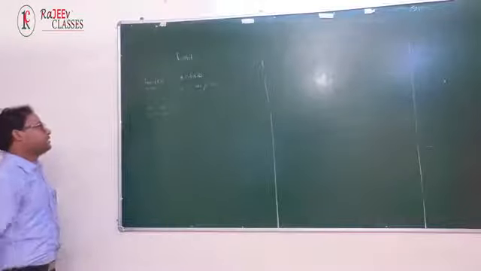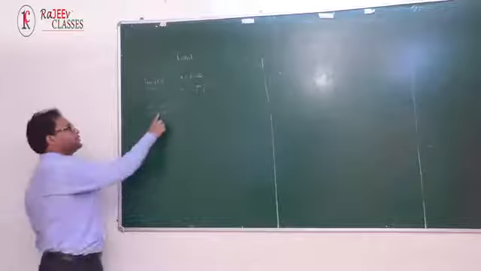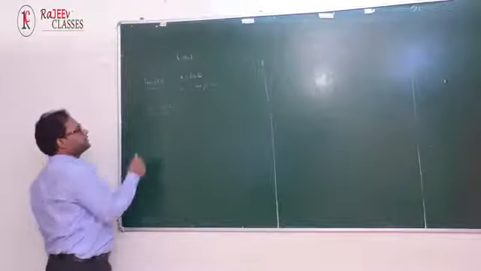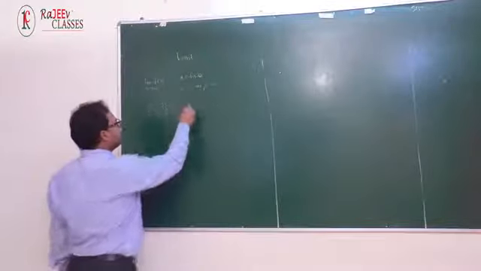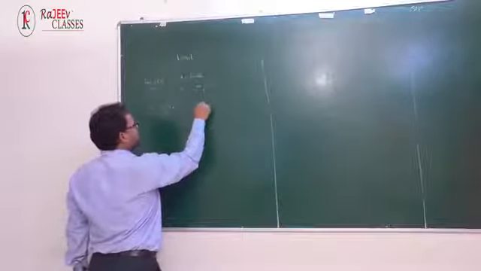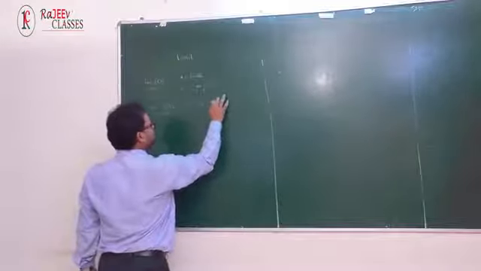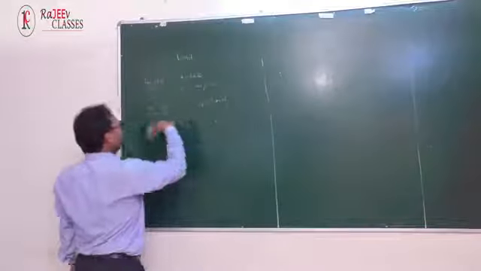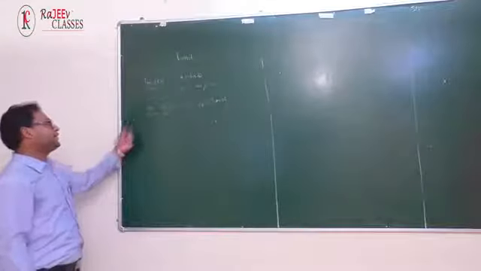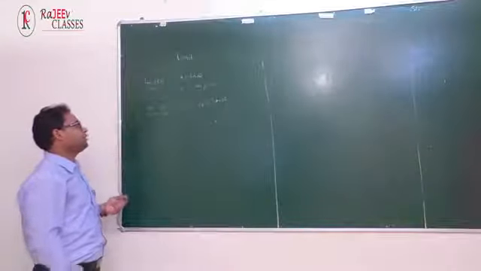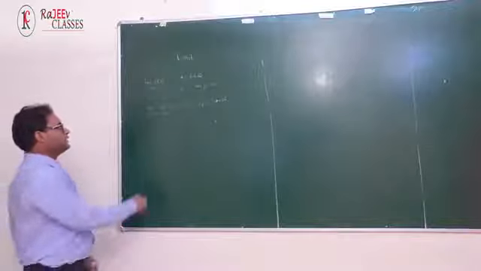Now, what does it mean? Limit x tends to plus infinity. We only consider the left hand limit, because we can't go beyond infinity. So we only take the left hand limit of this function f(x) when x assumes a very large positive number.